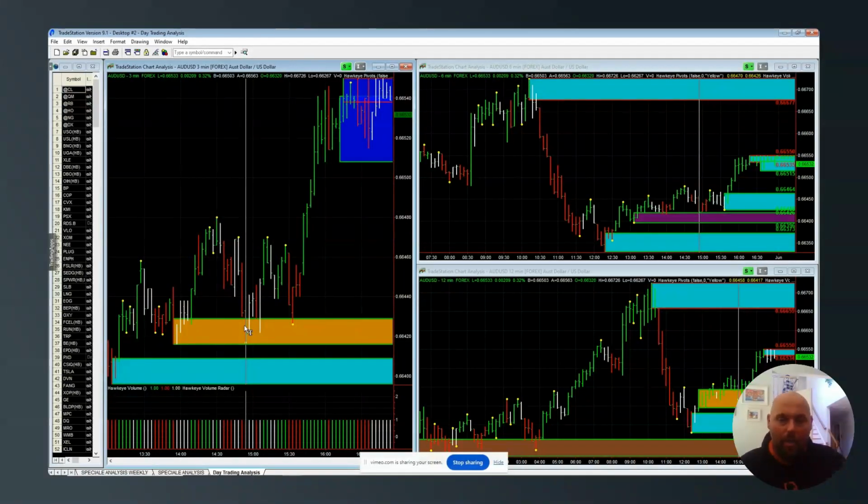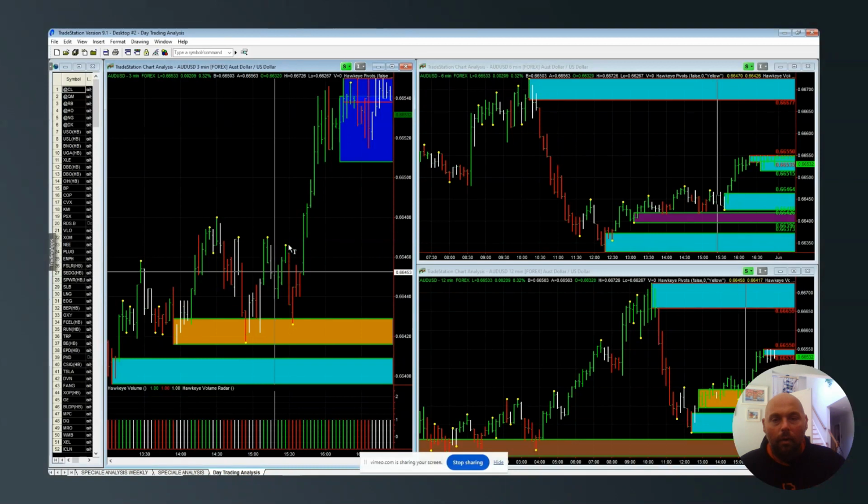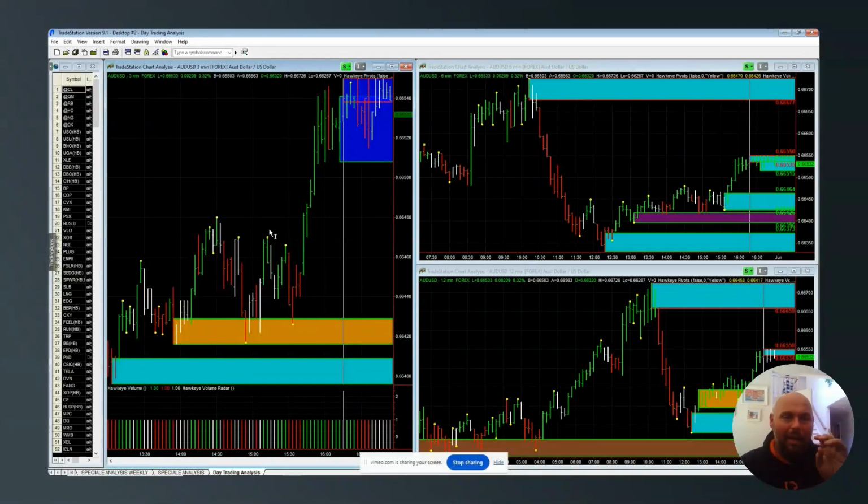You can see that the Hawkeye zone held beautifully, and we got that really, really aggressive, really, really strong push from this level up higher off of the 3-minute, the 6-minute, and the 12-minute support zone.